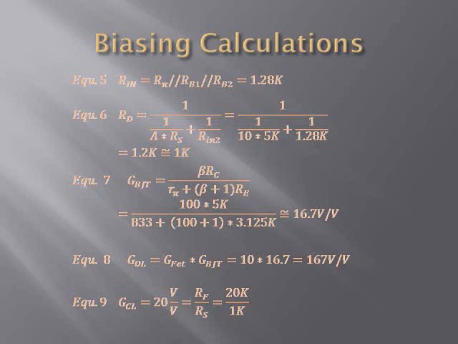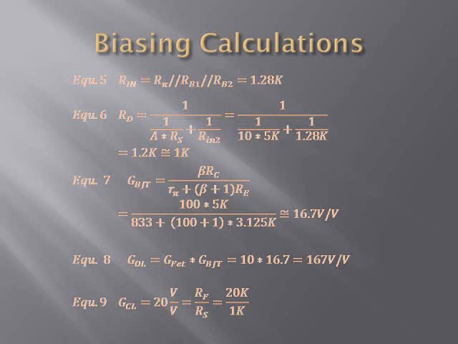The desired gain of the JFET is approximately 10 volts per volt, which along with the chosen RS value of 5K allows for equation 6 to be used to find RD. For the PSpice simulations, all capacitor values were chosen to be 33 microfarads for simplicity.